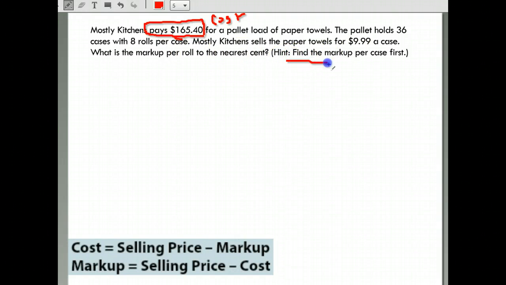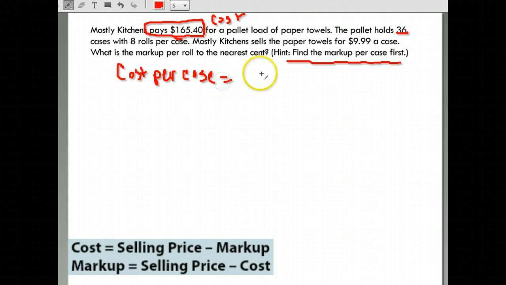Okay, so here's our hint, is to find the markup per case first and then go from there. Well, their cost for an entire pallet is $165.40. Okay, so let's find the cost per case first. We will need to know how much each case costs them. Well, for the entire pallet, it's $165.40. We're going to divide that by 36 cases because there are 36 cases on that pallet.